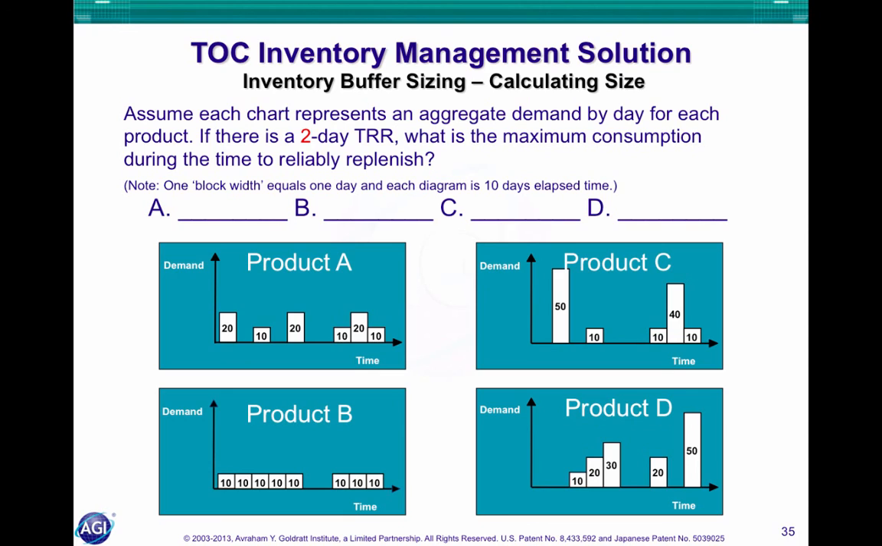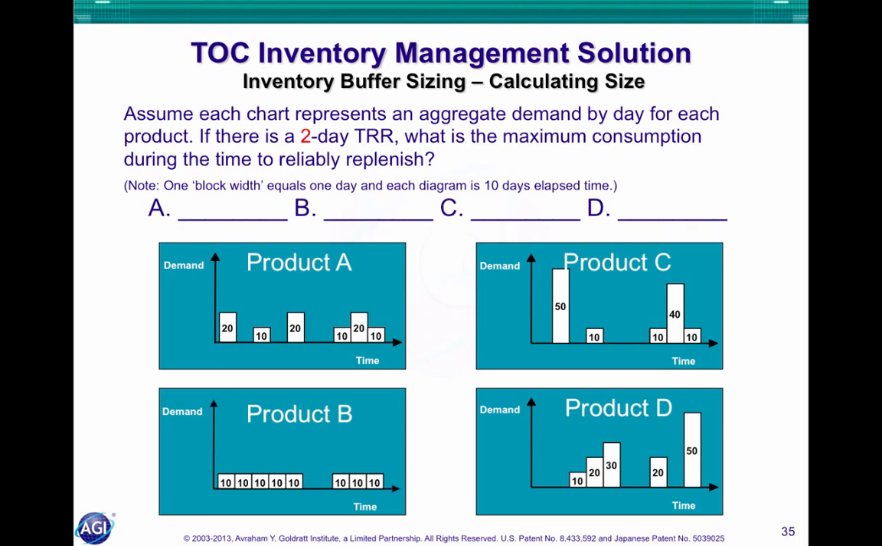What does this tell us? The more uniform the demand, the greater the likelihood of a one-to-one relationship between time to reliably replenish and inventory levels. And the more variable the demand, the lower the likelihood of a one-to-one relationship between time to reliably replenish and inventory levels. For example, what if we further reduce the TRR from 2 days to 1 day, a 50% reduction? What would be the change in our buffers?